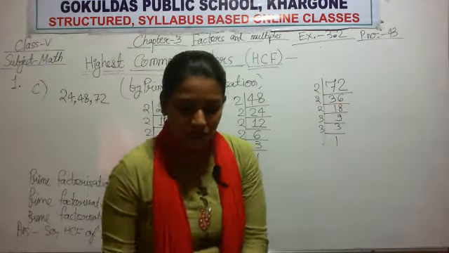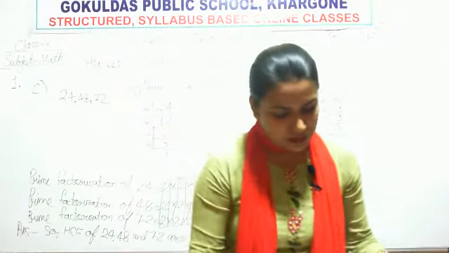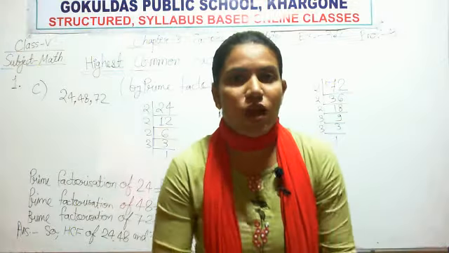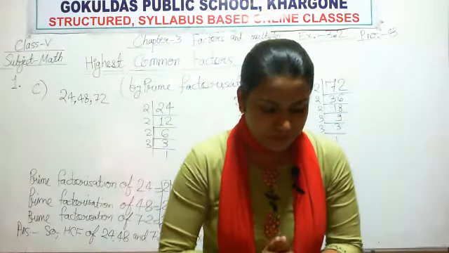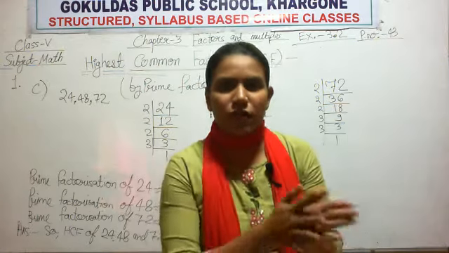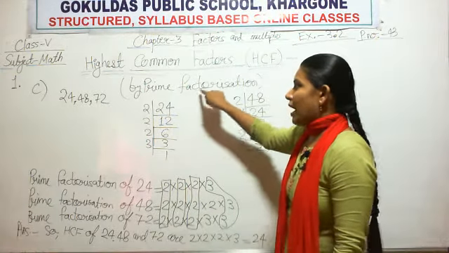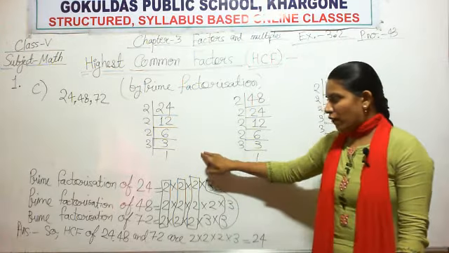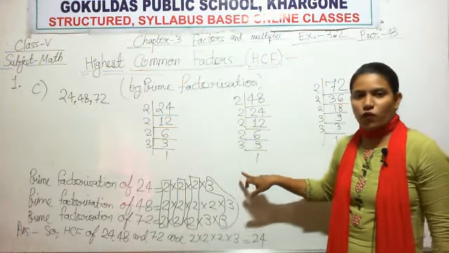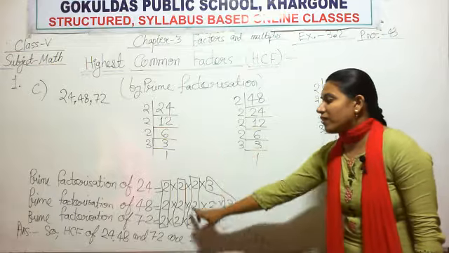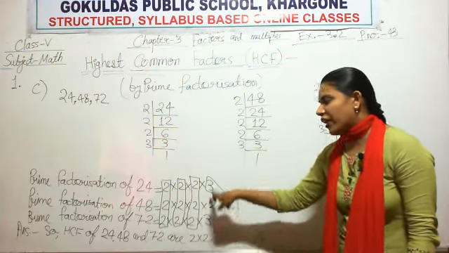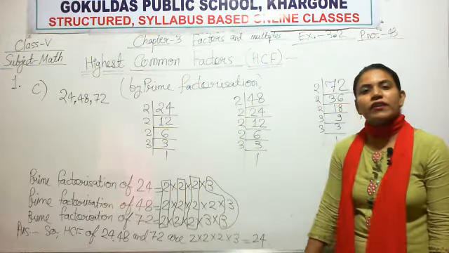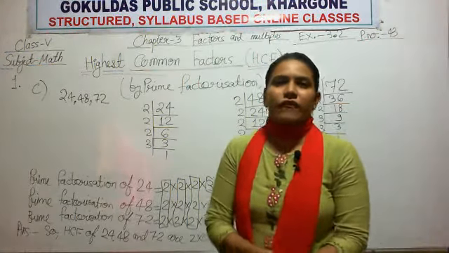So the remaining questions D, E, F, G, H, I, J, K, L, all you have to try. You have to find the HCF of all the remaining questions by the prime factorization method. In this method you have to find the prime factorization of all the given numbers and then find the common factors. And in the end you have to multiply those common factors to get the HCF.